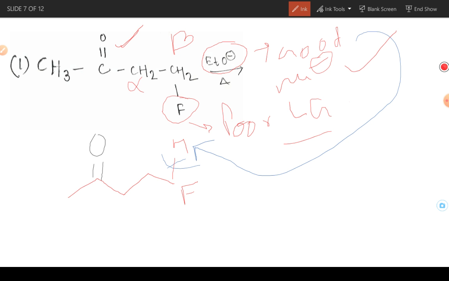Sorry, it is not a beta hydroxy, it will be a beta elimination. Also, beta hydrogen is present, and heat is also present. So here the E1cB mechanism will occur. After the removal of hydrogen over here, the carbanion will be formed, and the carbanion will move towards this position. Why will it move? It will move towards that position to be minus M stabilized.